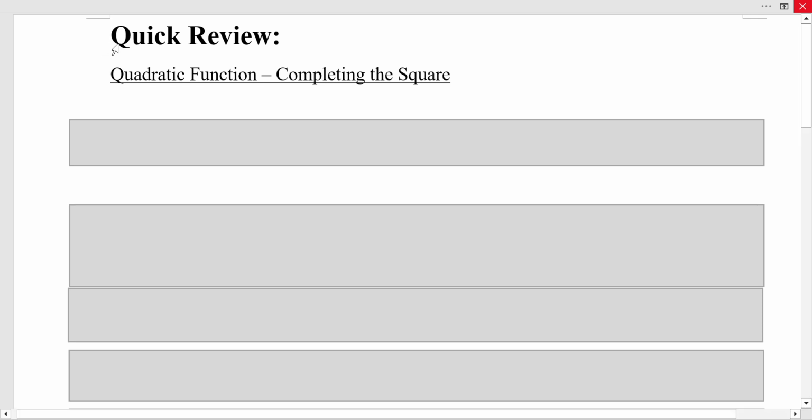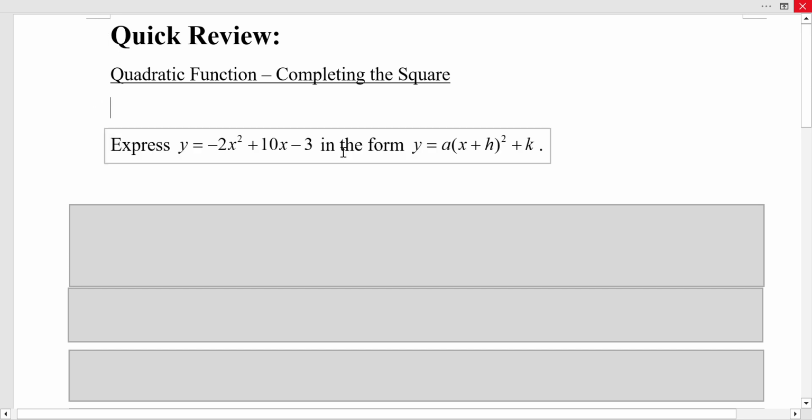In this video, I'll give a quick review from the chapter of quadratic function on the topic of completing the square. Okay, let's take a look at the question. Here you are to express this quadratic equation in this form. So in order to express this quadratic equation into this form, you will need to complete the square.